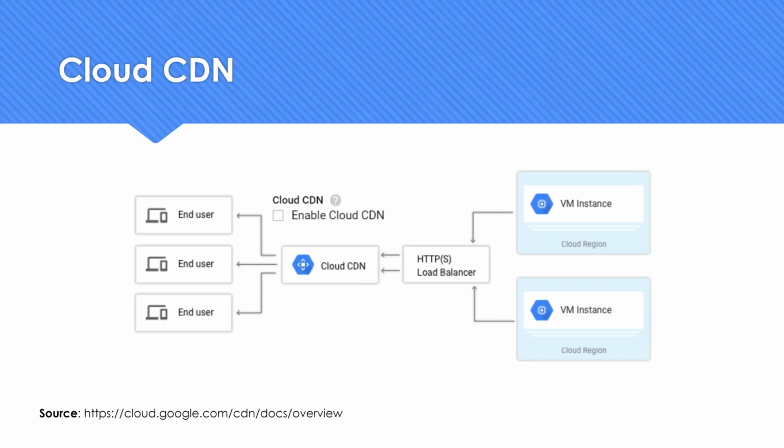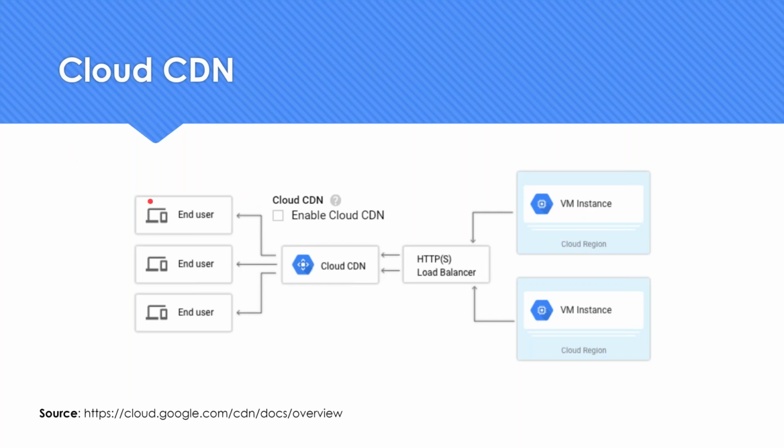How this basically works is that it works in conjunction with your load balancer. And what is the setup to do it? Very, very simple. When you set up the load balancer, there's a small checkbox, enable CDN. And CDN has to work only with a load balancer. It cannot work independently. It has to work with a load balancer, basically an HTTPS load balancer.